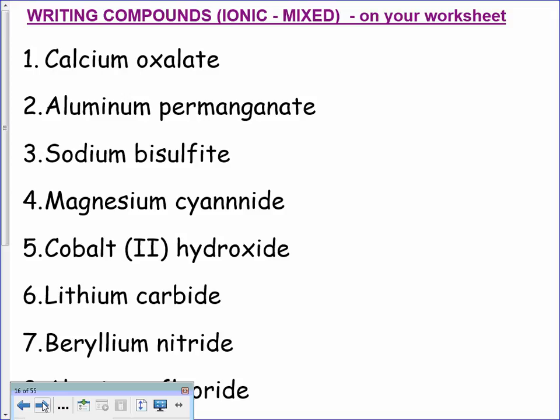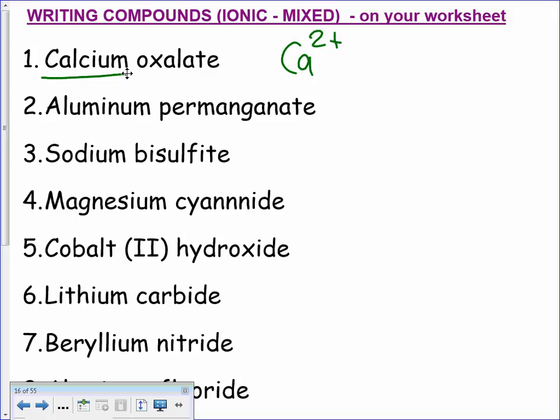Okay. So when you're writing the formula for calcium oxalate, the thing you should first realize is that you know what calcium's charge is. What's calcium's charge? Look on the periodic table. You should not be looking at me. Why is it 2? It has 2 valence electrons and it loses them, right? It's because it's in the second group. It loses those valence electrons. So it has a calcium 2+ charge.